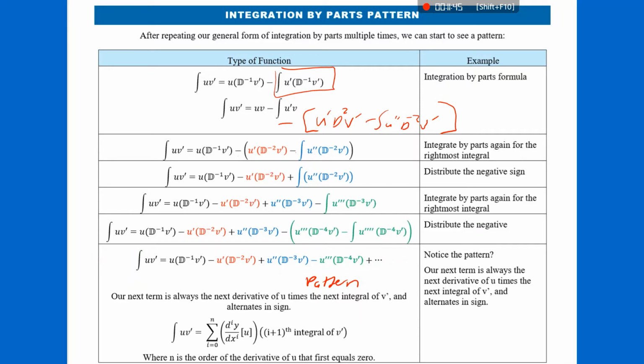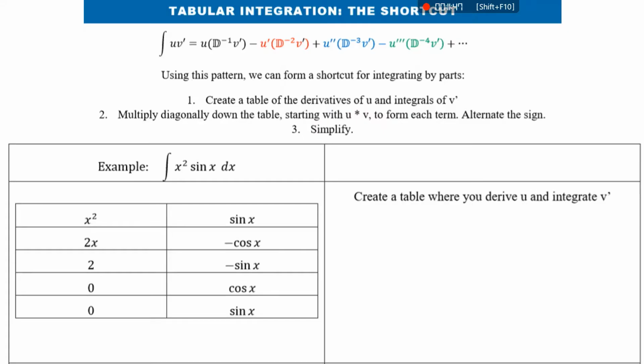In order to make it easier, I'm going to introduce what's called tabular integration, which is a shortcut, where we're basically going to create a table of integrals and derivatives. So this is u, and this is v prime. So I'm going to derive our u's, and I'm going to integrate our v primes.